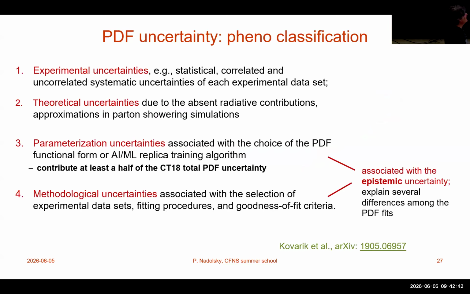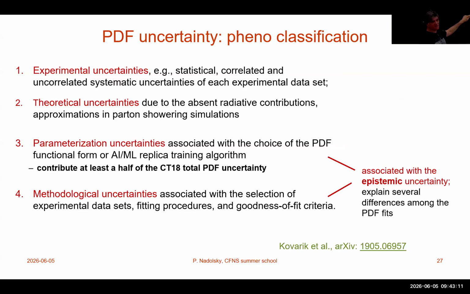Okay, so then very quickly, where does this aleatoric epistemic distinction come from? Well, it comes from information theory. Basically, whenever you think about the uncertainties, you can classify them in two ways. One would be what is called the domain classification related to your own subject. And these domain classifications are very well established. In the case of PDFs, you can have uncertainties coming from the experimental side, theoretical side.